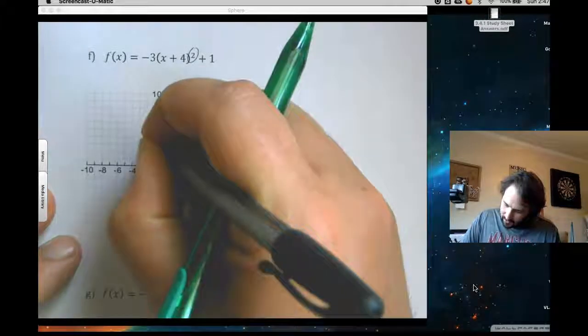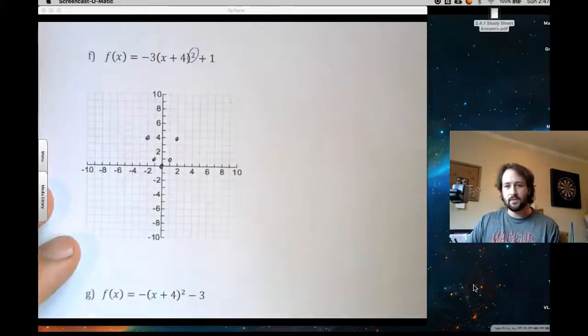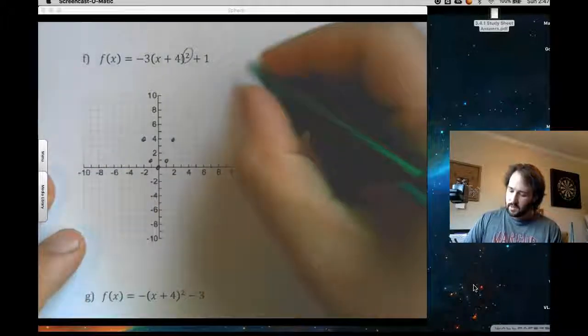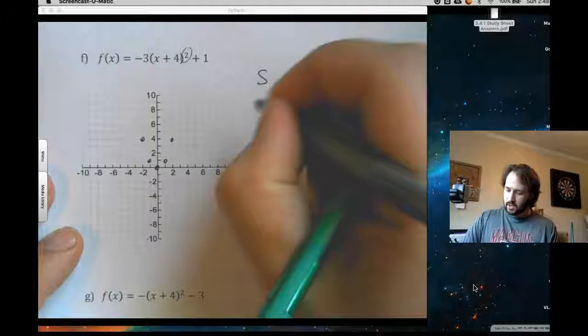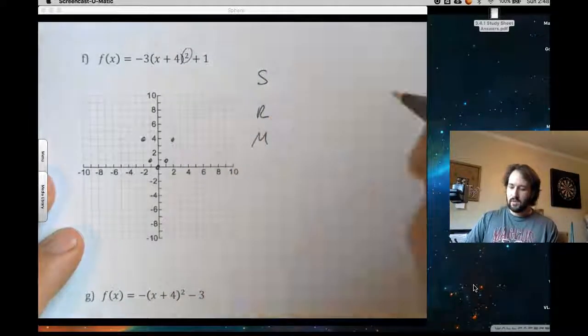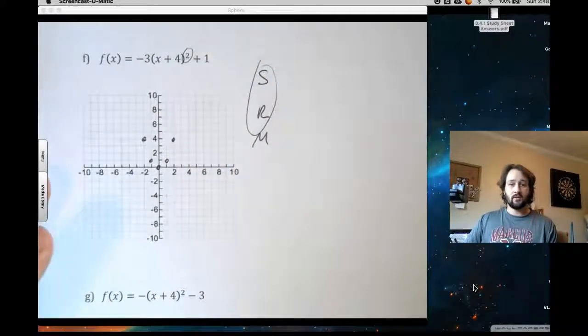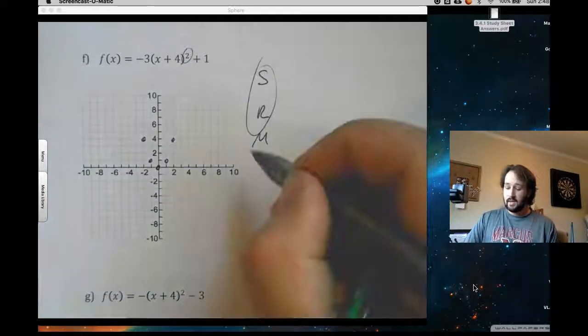And if it helps you, it helps me to keep track of what I need to do. So something I like to do is called Mrs. Backwards, because I like to stretch and then reflect and then move. These first two kind of go together. So this is just our multiplications, and then I'll do any moves.